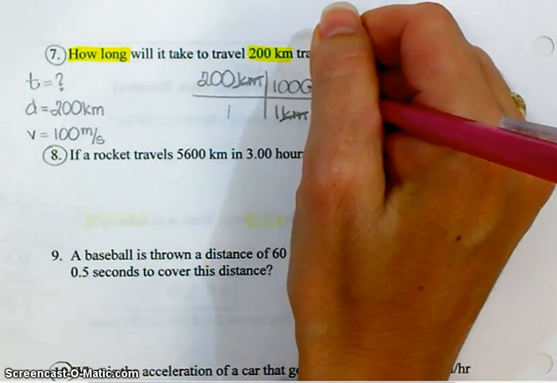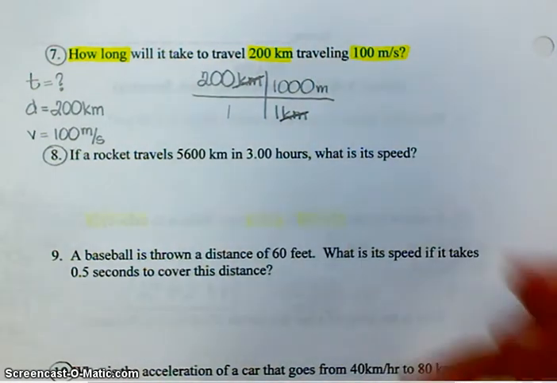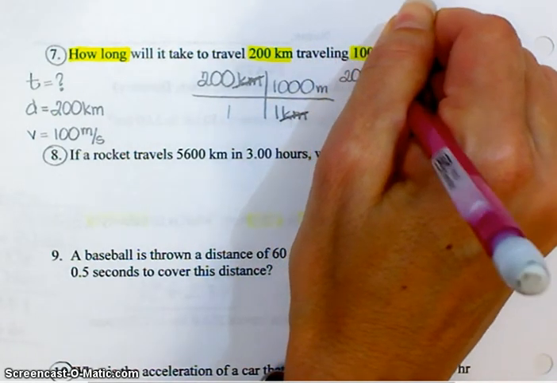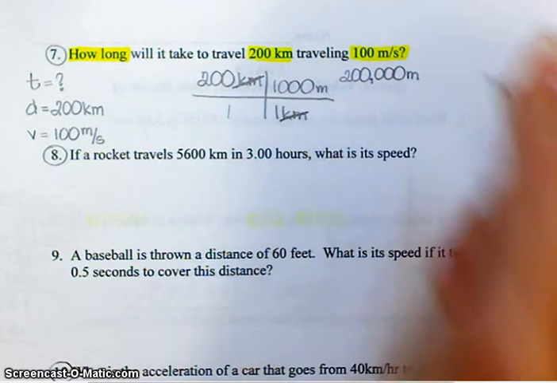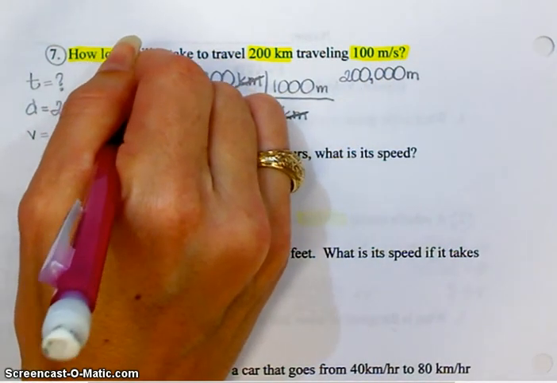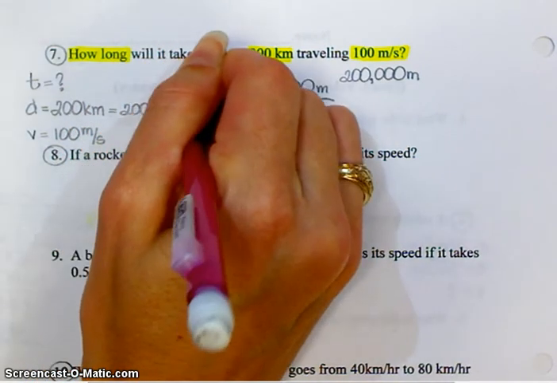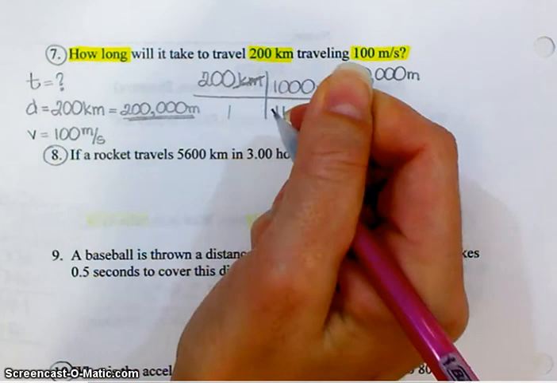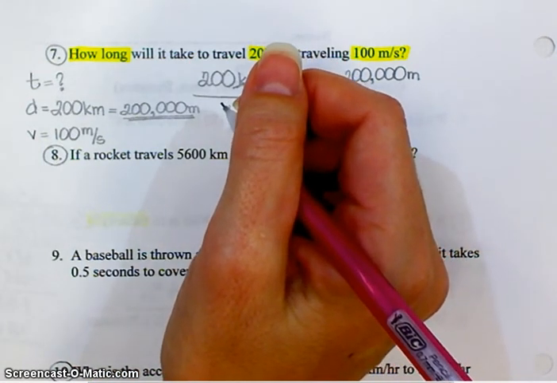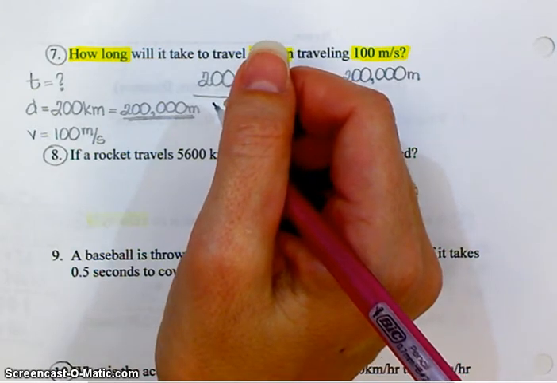So 200 times 1,000, that's 200,000, divided by what's on bottom, but what's on bottom is just 1. So this is just 200,000 meters. Okay, so I can put it over here. 200,000 meters. Okay, so I'm going to make sure that I use the 200,000 meters rather than the 200 kilometers. Does everybody understand why? Yes. It's because my speed is in meters per second, so my distance needs to be in meters also.